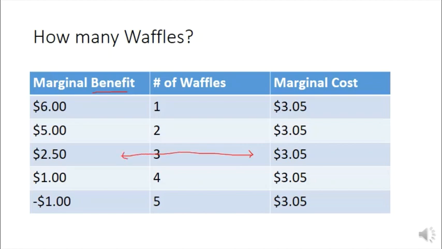So using the principle that we want to consume until marginal benefit equals marginal cost, we'll see here that we would only eat 2 waffles. The problem is we don't want to eat that third waffle where marginal cost exceeds marginal benefit, which means we're going to only eat 2 waffles in this scenario.